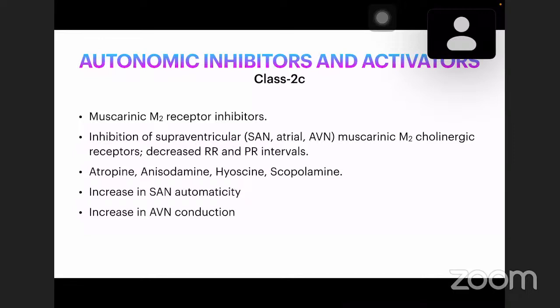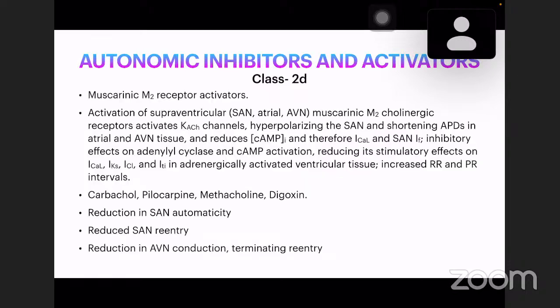Coming to class 2C. Class 2C are muscarinic M2 receptor inhibitors. These drugs are atropine, anisotropine, hyoscine, and scopolamine. So these cause the inhibition of supraventricular muscarinic cholinergic receptors. So by supraventricular, these drugs act on SA node, AV node, and atrial tissue also. Thus, it increases the SAN automaticity, increases the AVN conduction also, and by this it increases the heart rate. These drugs increase the heart rate.